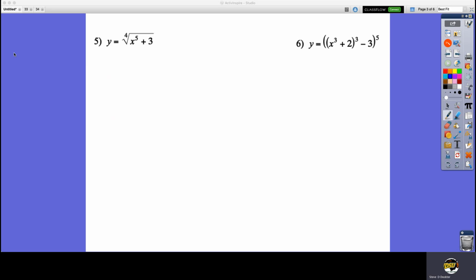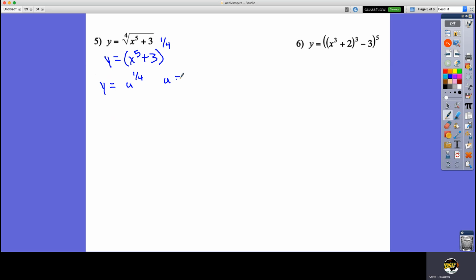All you do is y equals u to the 1/4. That's right, Eli. Do you remember that the stuff underneath the square root sign is raised to the 1/4 power? So then we just split that apart. y equals u to the 1/4, and u equals x to the 5th plus 3. And then you take the derivatives of both of them.